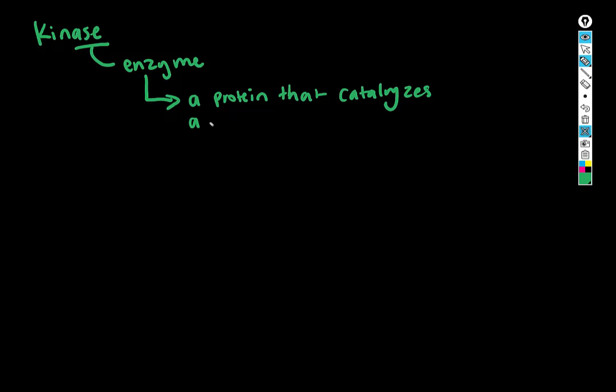ACE means it's an enzyme, and all enzymes are proteins. So this is a chain of amino acids that's folded up in a particular way to catalyze a specific reaction. So following that, an enzyme is a protein that catalyzes a reaction, which I'm going to abbreviate RXN.